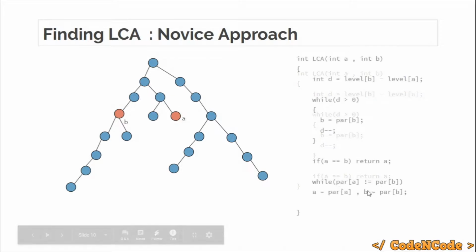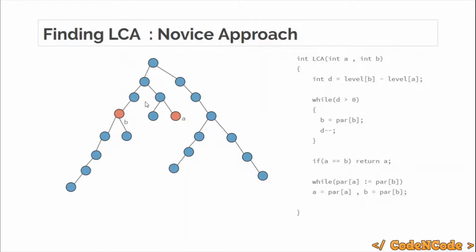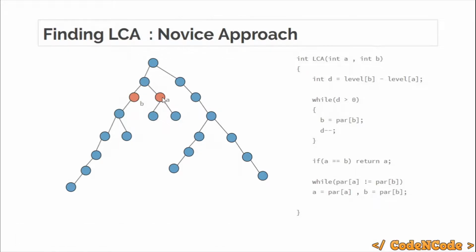So while parent of A is not equal to parent of B, since you can see parent of A is this and parent of B is this, they are not the same. That is why we can update A to be parent of A, B to be parent of B. So basically they have made a jump of length 1.